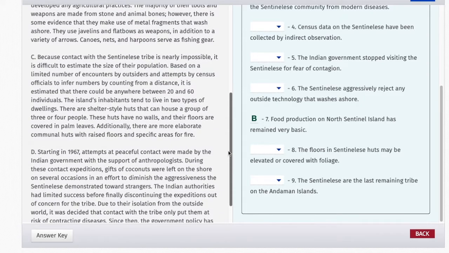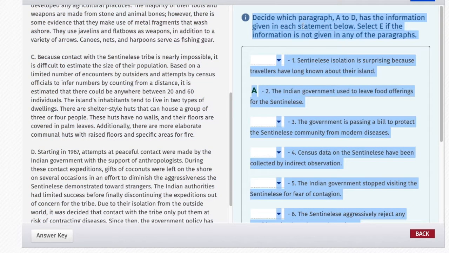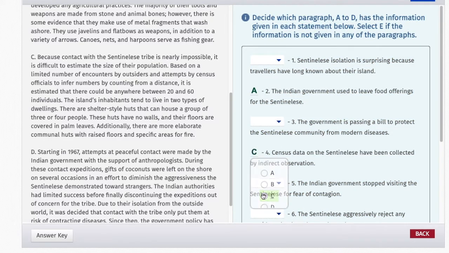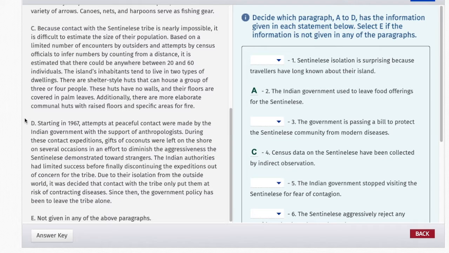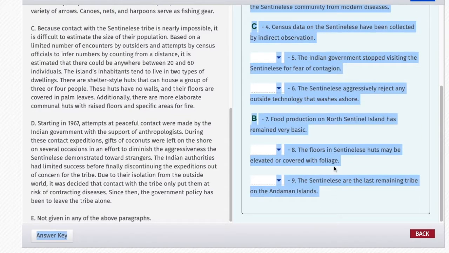And then we look at paragraph C, and we look at the questions to see if any connect to paragraph C. Then paragraph D. And then we look at the questions to see if any connect to paragraph D.